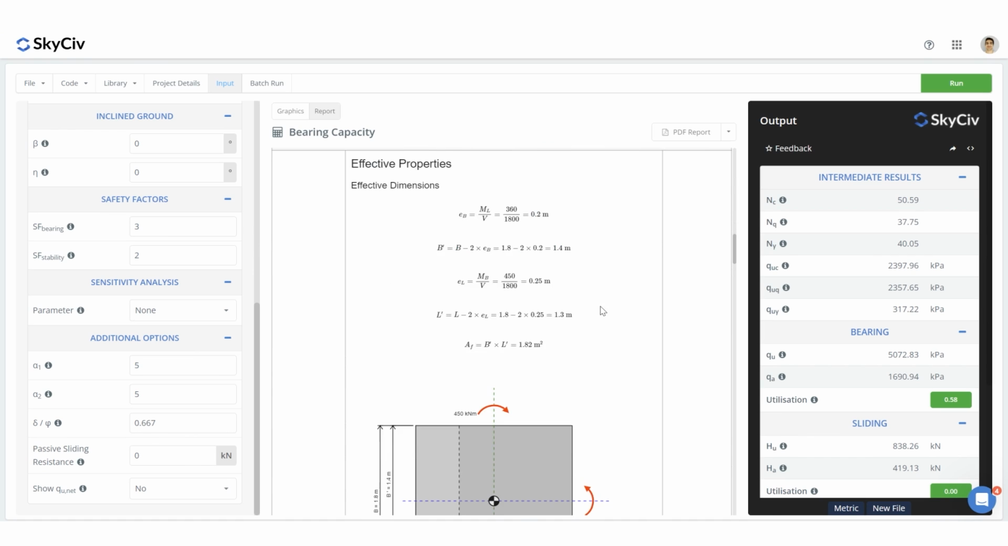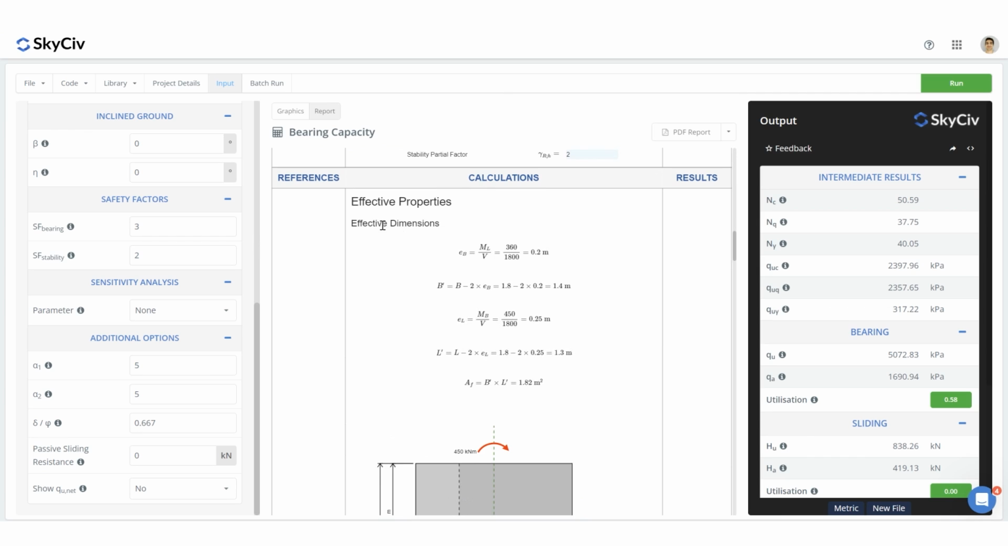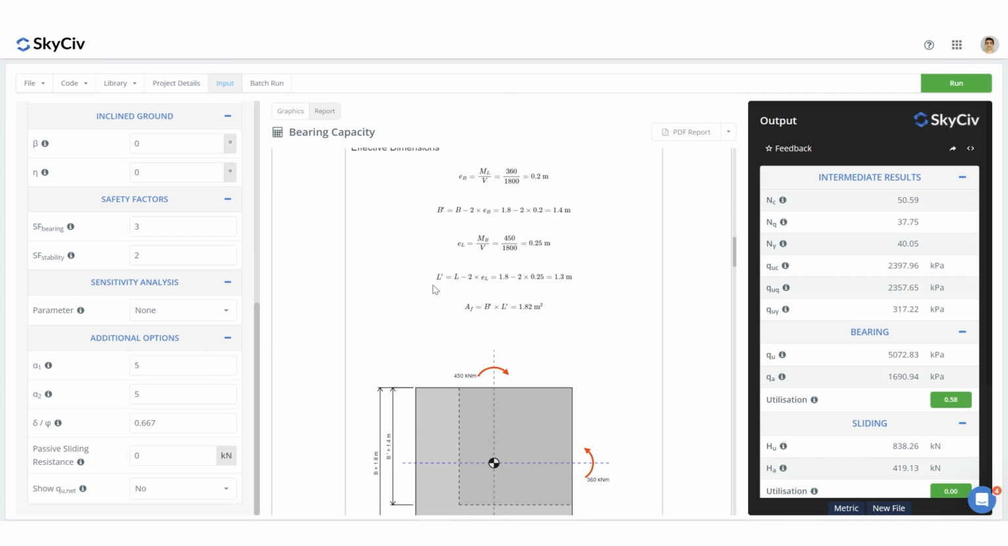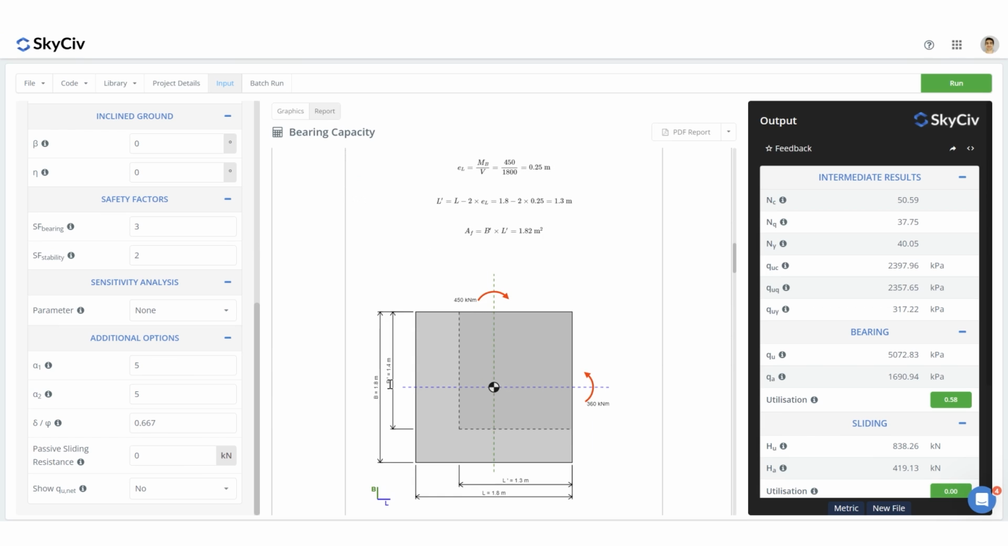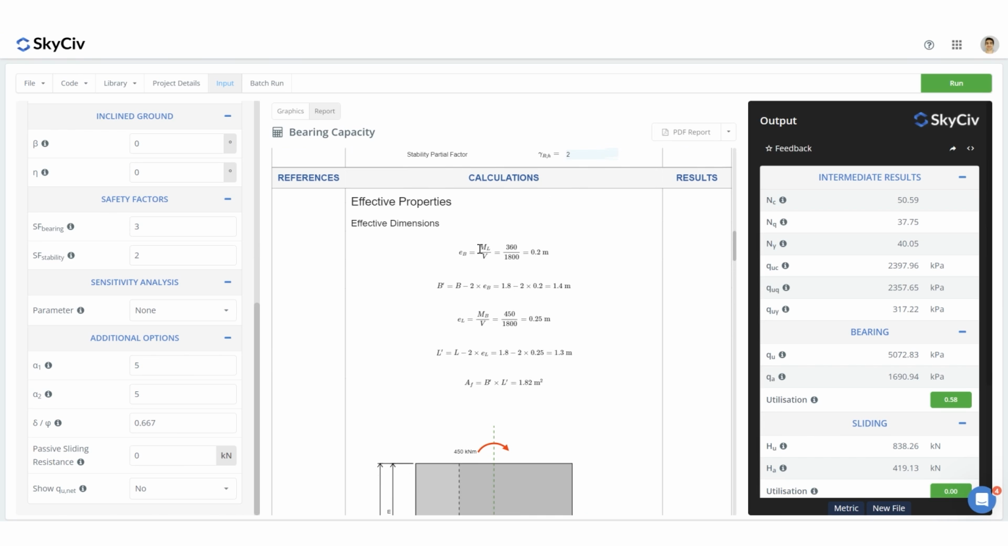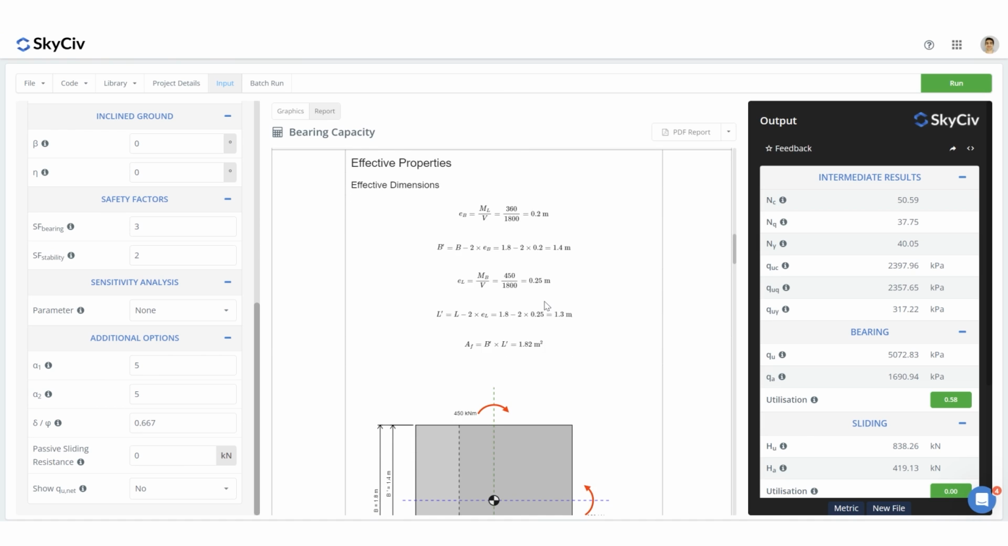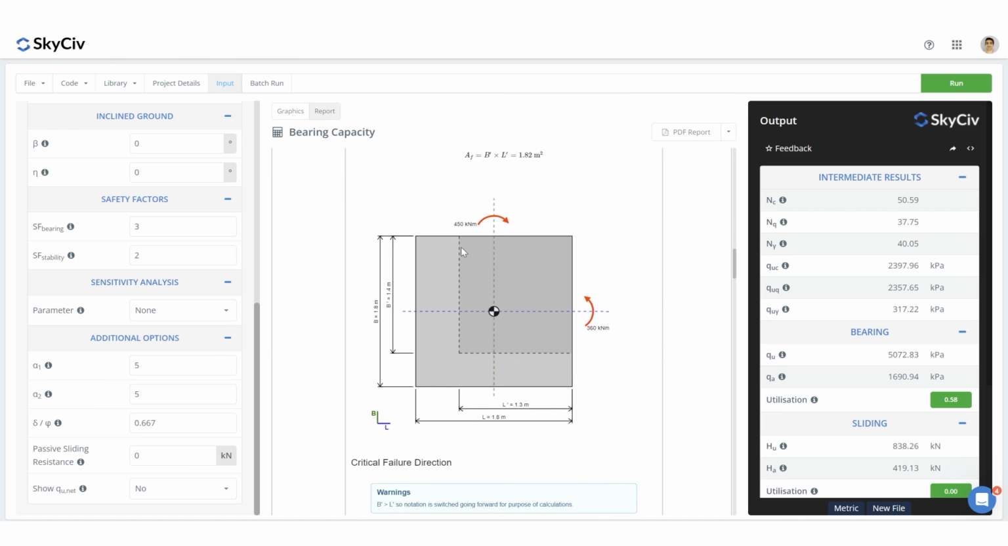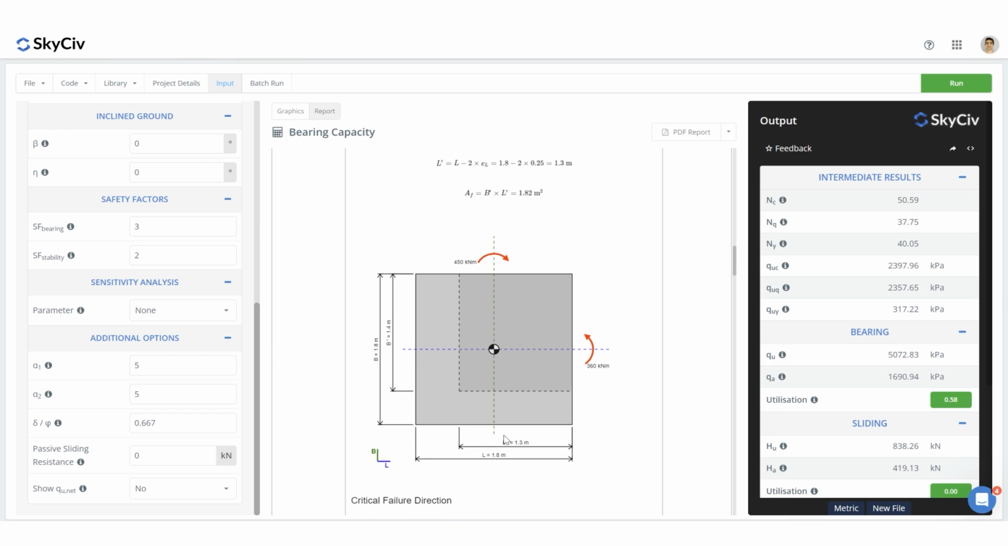Now this is the most important part of the calculations when we're talking about eccentricity effects. It's the calculation for our effective foundation dimensions. The way this calculation works is we get an eccentricity using the moment about our foundation in each direction. So we have an eccentricity in the B direction and an eccentricity in the L direction. For this, we just use the moment divided by our axial force. From these calculations, we end up with two dimensions: B', the effective width, and L', the effective length.